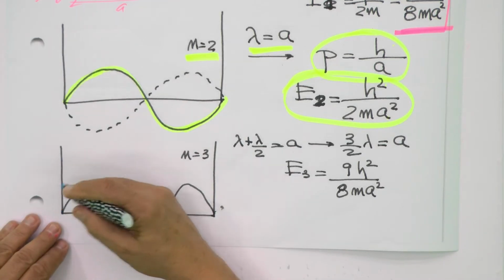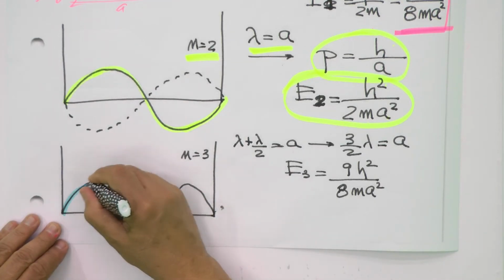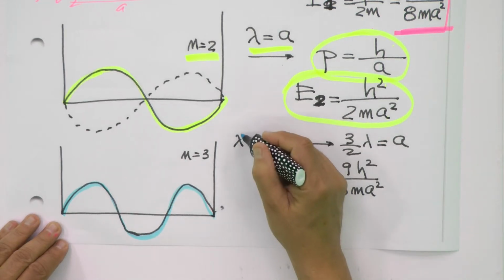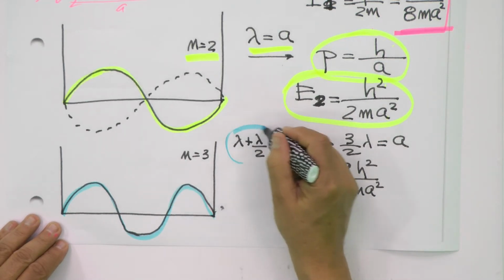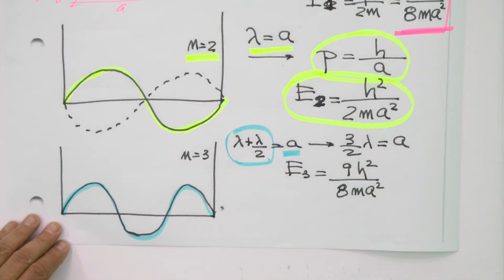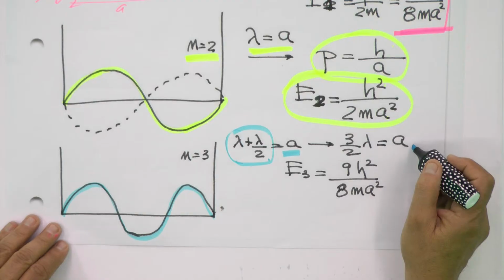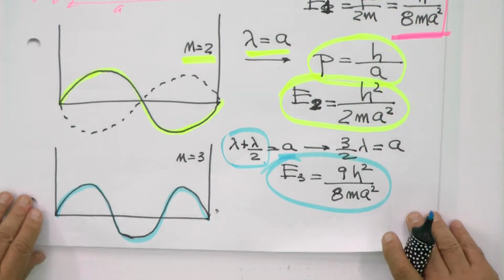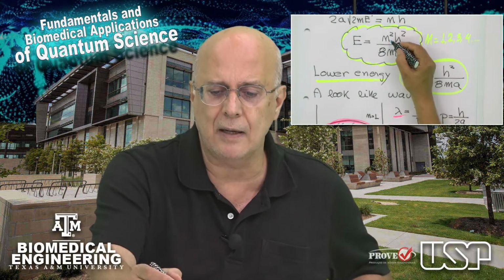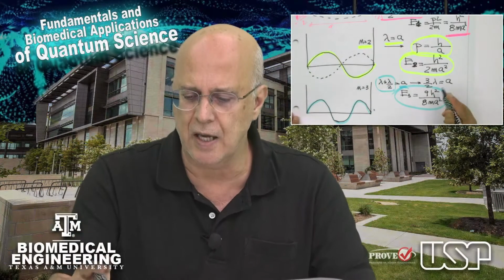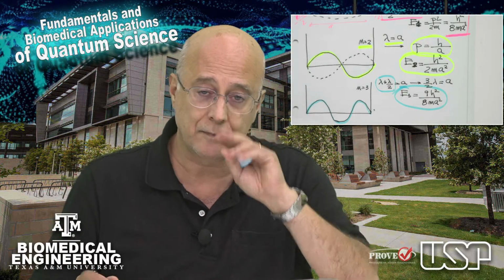Well, the third wave is when we have 1.5 oscillation, which means that lambda plus lambda over 2, which is 3/2 of lambda, is equal to the size a. Therefore, we get the momentum, and therefore we get the energy when n equals 3: 9 divided by 8 times h squared divided by ma squared.